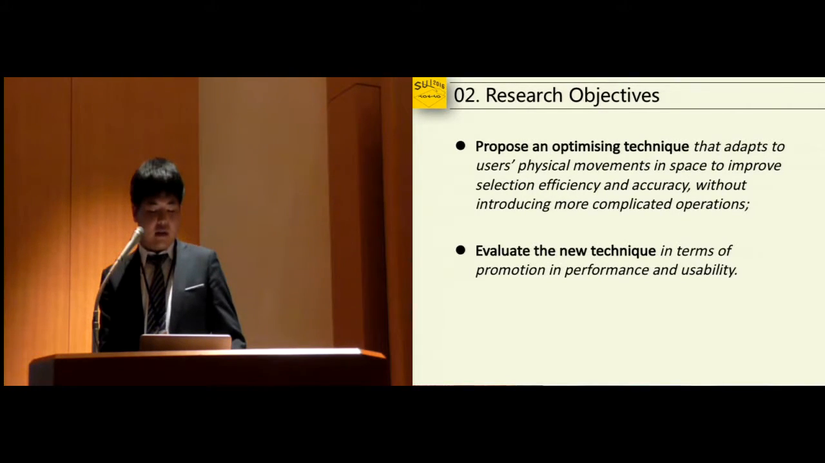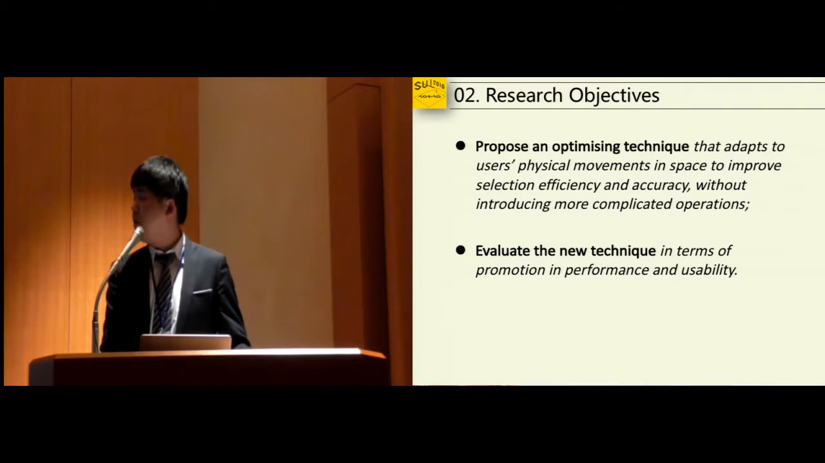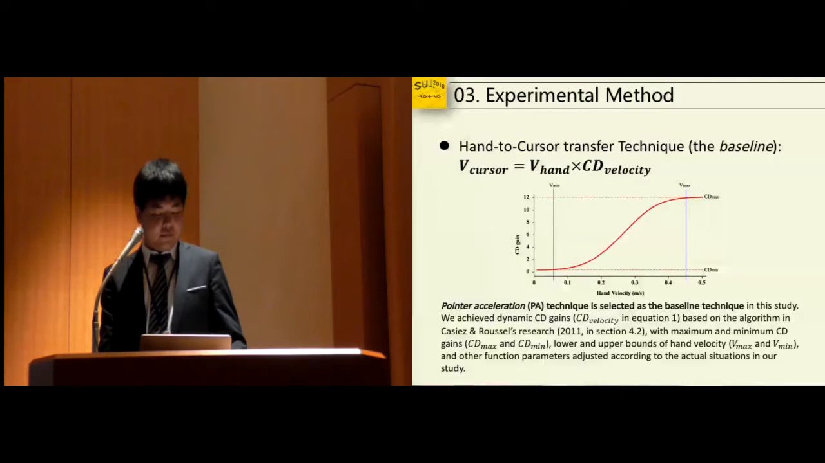Given the new selection technique, we conduct an experiment to evaluate it. Because the pointer acceleration technique is the most frequently used selection method in most interaction systems, it is selected as the baseline technique in this study. The new optimizing technique is developed on the basis of the PA technique. In this study, we implemented the baseline technique based on the CNR method.